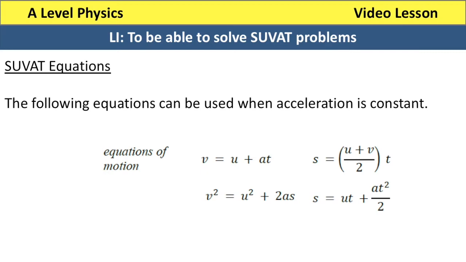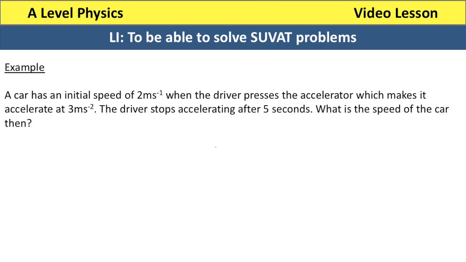Now, to be honest, it's easier just to have a look at how these can be applied in different contexts within different questions. So I'm now going to take you through three different examples where these will be relevant in a question. So the first question is: a car has an initial speed of 2 meters per second when the driver presses the accelerator, which makes it accelerate at 3 meters per second squared. The driver stops accelerating after 5 seconds. What is the speed of the car then?